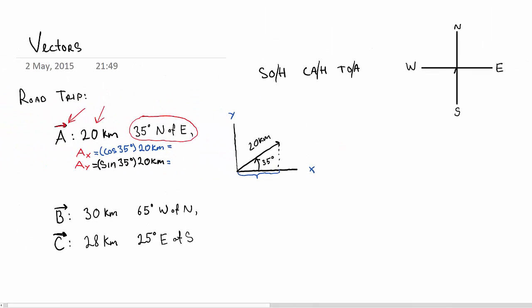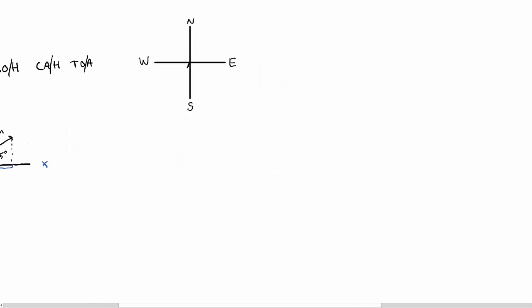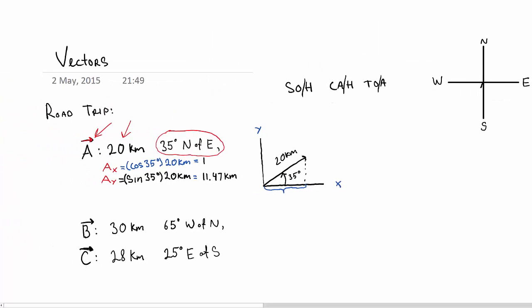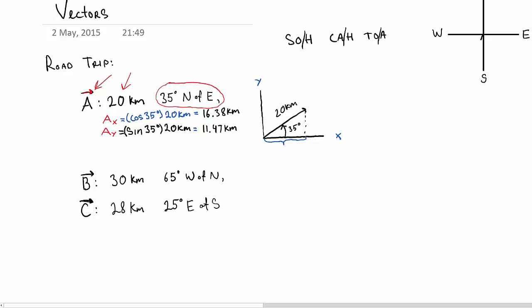Do our math. Okay, so sine comes out to be 11.47 kilometers, and cosine 35 is actually 16.38 kilometers, which makes sense that our x part is bigger than our y part for this angle. Alrighty.